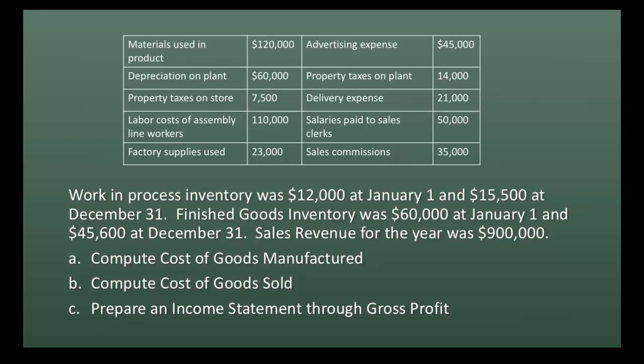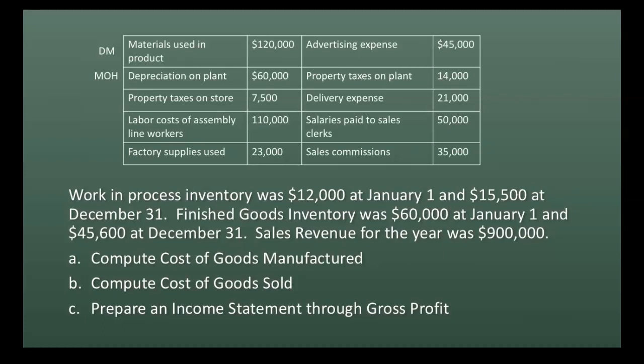And let's go through and say whether they're a product cost or a period cost. And if they're a product cost, then whether it's direct materials, direct labor, or manufacturing overhead. Right? So materials used in a product, that's going to be a product cost, and it's going to be direct materials. Depreciation on the plant, that's depreciation on the factory building itself. Right? So that's going to be your manufacturing overhead.